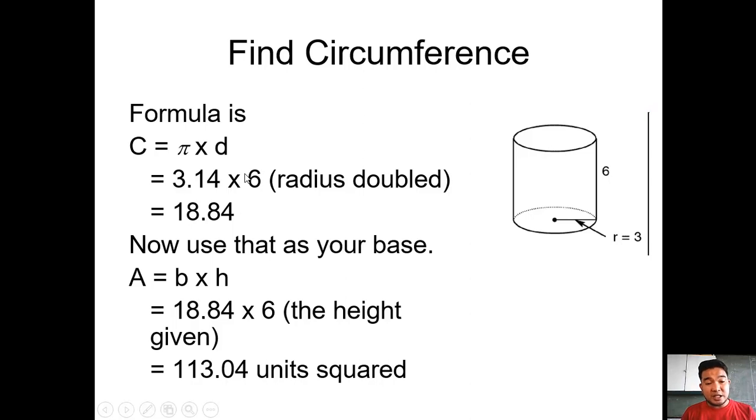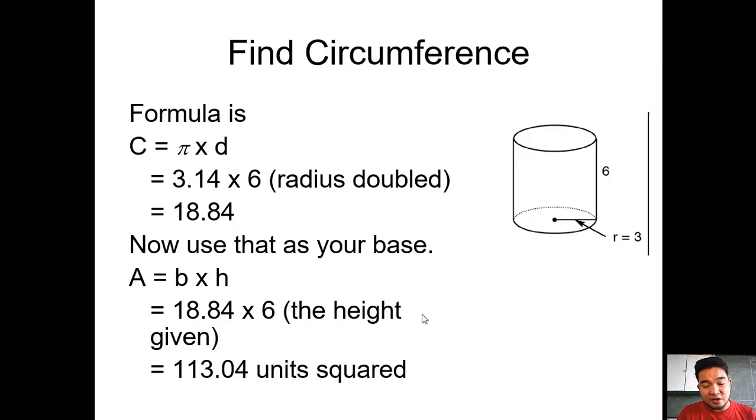So 3.14 times 6 is equal to 18.84. That is now our circumference. We can now use 18.84 as a dimension of our rectangle. So 18.84 times 6, which is the height of the cylinder. So we will have an area of 113.04. That is already the area of our rectangle.